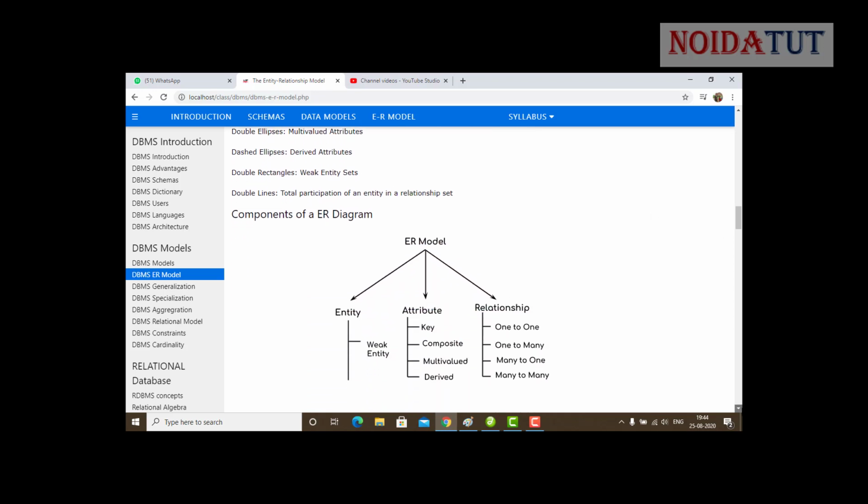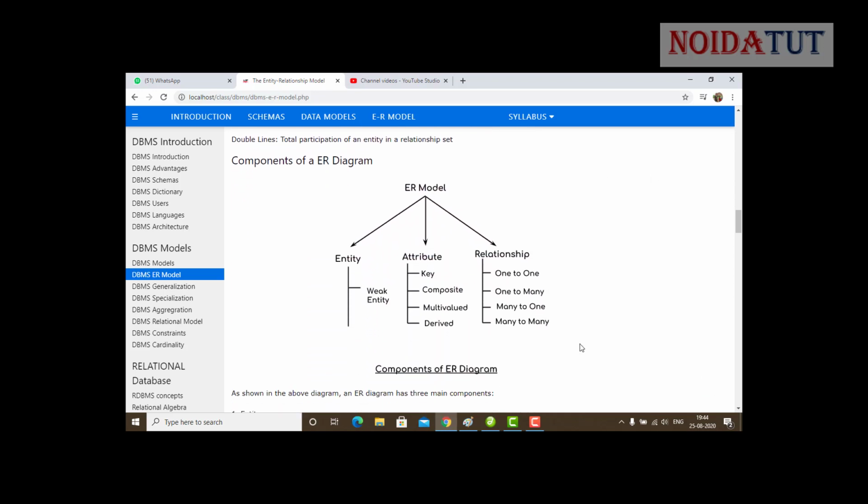Now let us have a look at the components of the ER diagram. In this we have an entity, and we have to identify whether it is a weak entity or a strong entity. An entity which has an attribute that identifies it uniquely is known as a strong entity. An entity which is unable to identify itself uniquely is known as a weak entity.